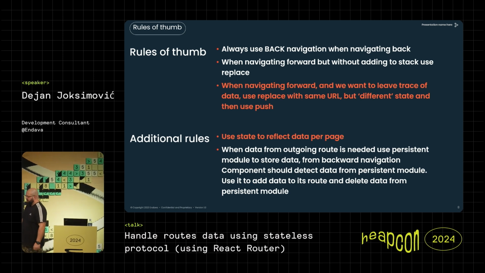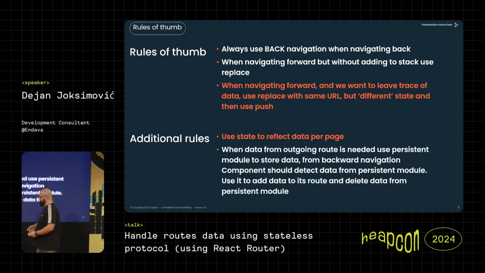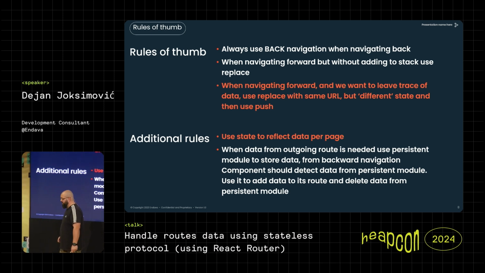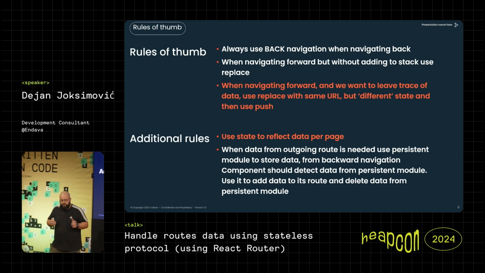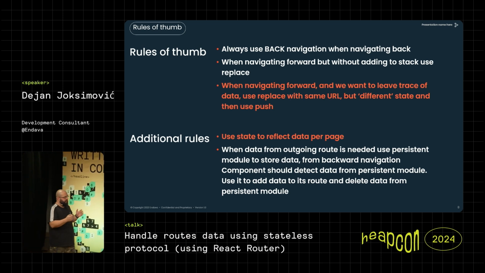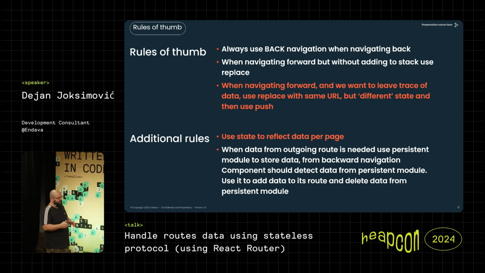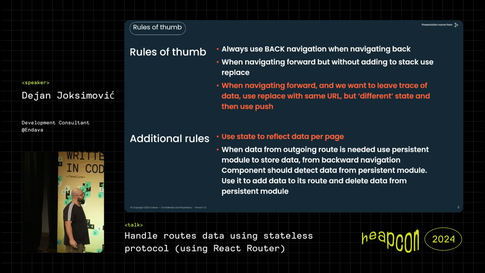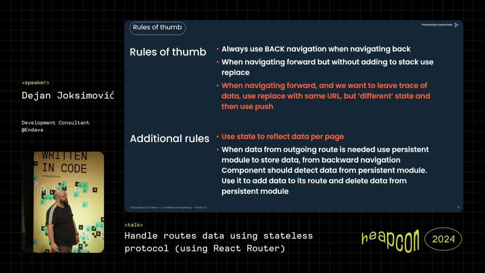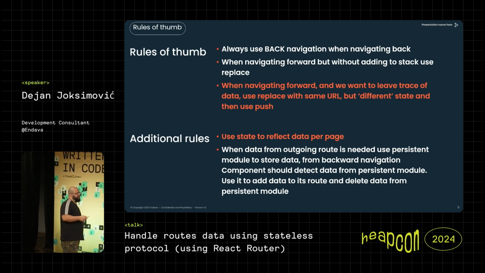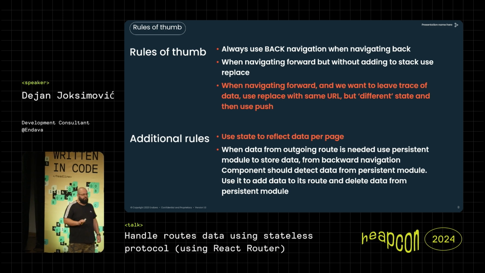So in that way, we'll, for example, go through a couple of routes. We want to go back as a user. We want to transfer some data that we leave from the outgoing route. That's the use case. We can use the persistent module, put some data there, and go back using the back navigation. Once we did that, our React component will react. It will check if there is data there, and also needs to clean this up.